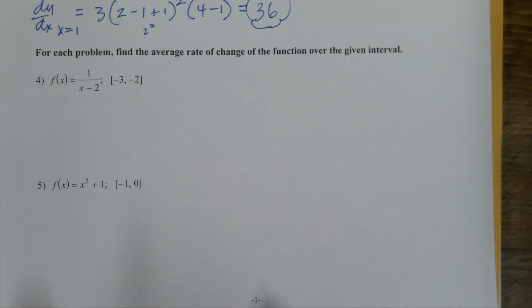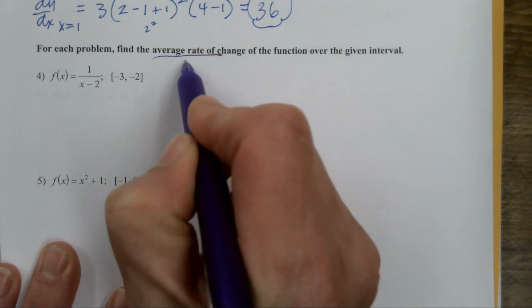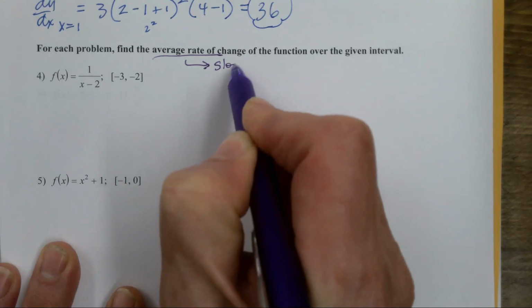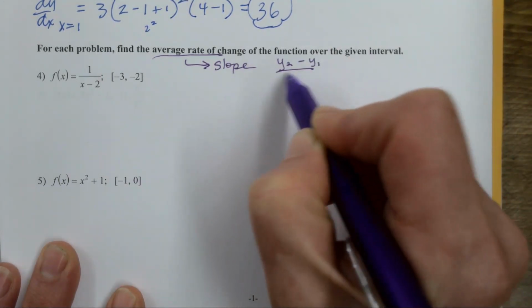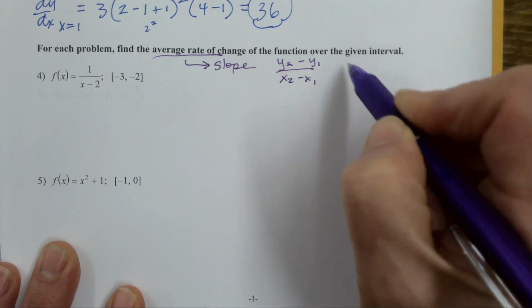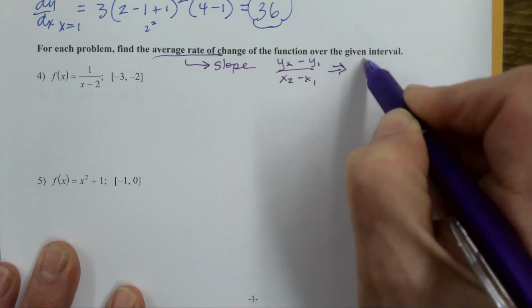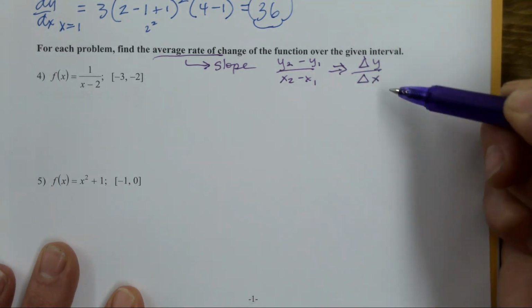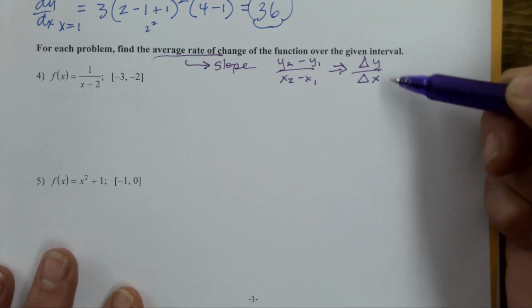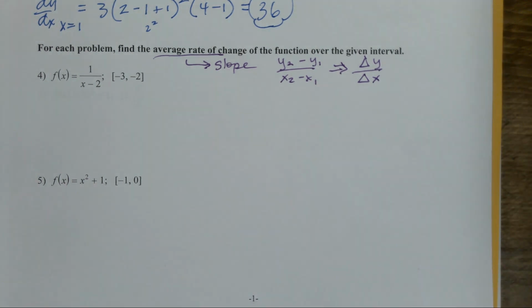This is average rate of change. Average rate of change is just slope. Remember, you're using y2 minus y1 over x2 minus x1, or we sometimes refer to that as the change in y's over the change in x's, delta y over delta x. That's kind of dy dx a little bit, where that sort of connection comes between the two of them, average rate of change versus instantaneous rate of change.